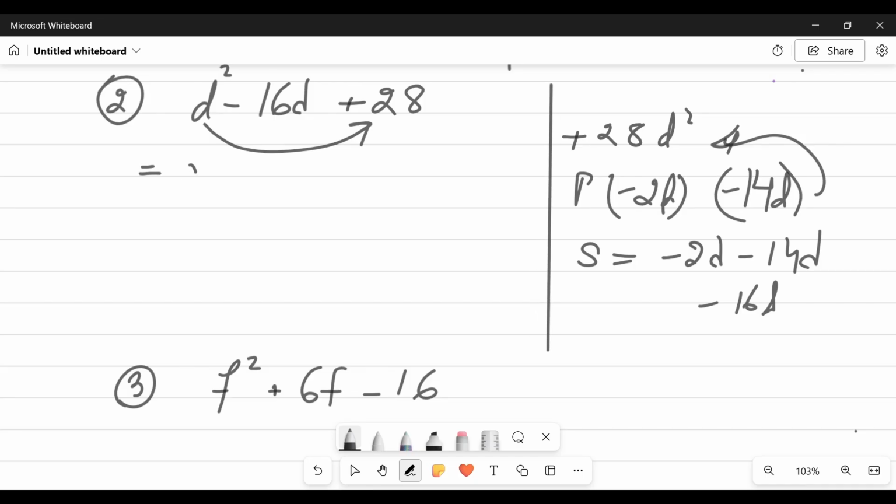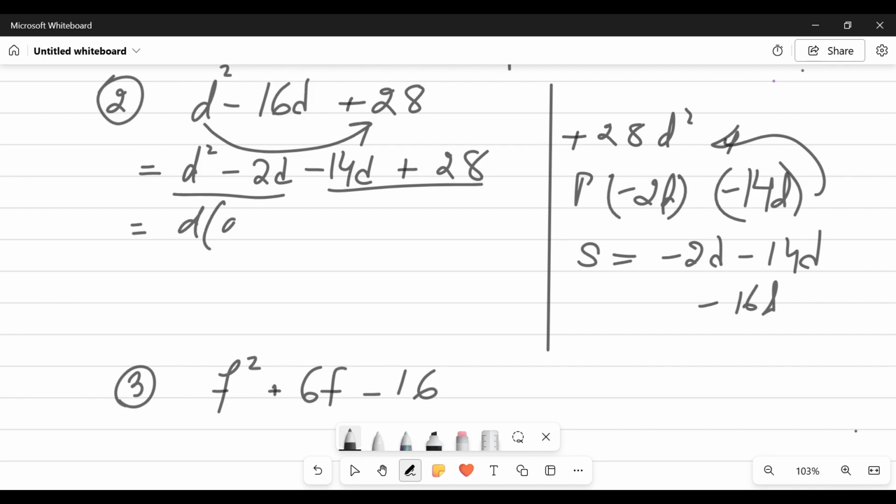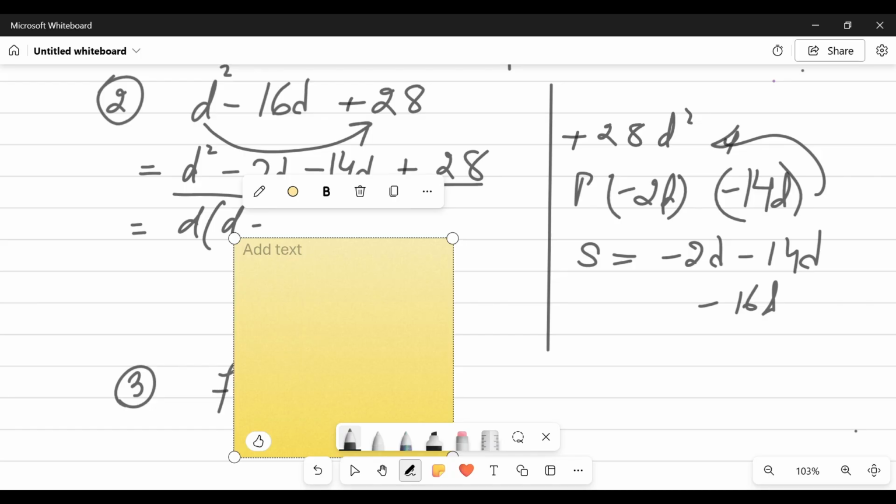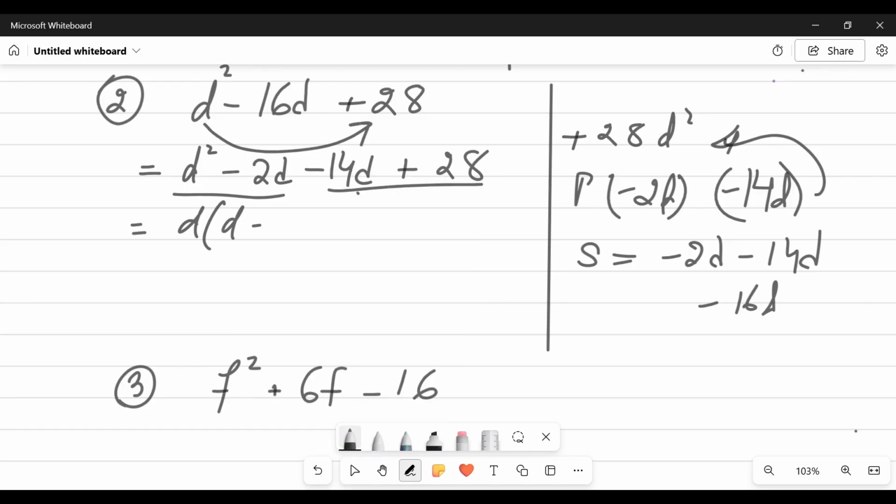Okay, let's solve them. This is my working part. So the first and the last terms remain as they are. Now split this minus 16d into minus 2d and minus 14d. Okay, next step, make pairs: first two and last two. Highest common factor from these two terms: d is common, d is left inside, and from 2d cancel 1d, left with only 2.